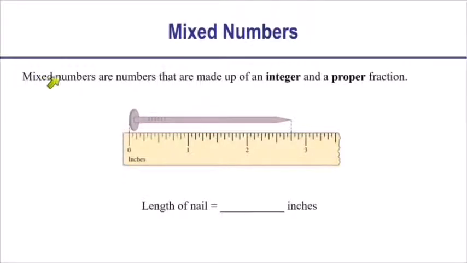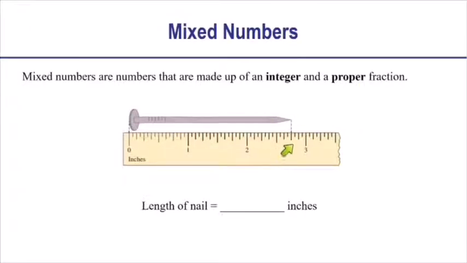And now let's talk about mixed numbers. Mixed numbers are numbers that are made up of an integer and a proper fraction. So you can't have an improper fraction inside of a mixed number. The whole point of a mixed number is to not use an improper fraction. So a mixed number is a combination of an integer and a proper fraction.